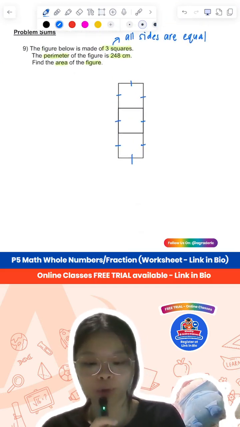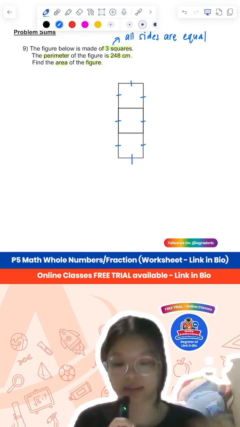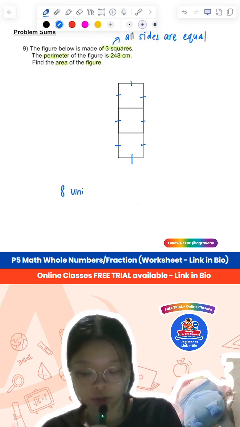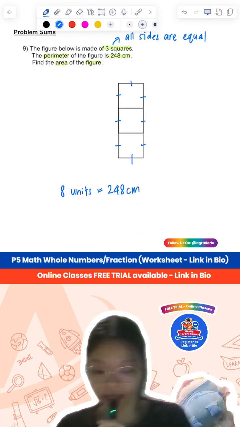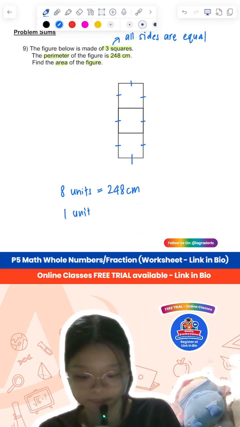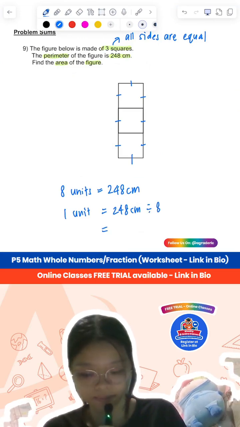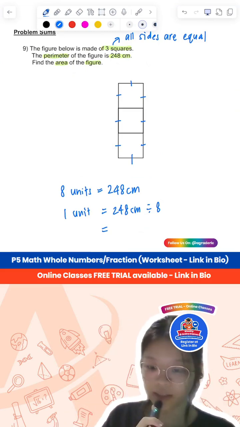sides. So we know that 8 lines will add up to 248 centimeters. And they are exactly the same. So we know 8 units is the same as 248 centimeters. That's why all of you write divide by 8. Good. So we can find 1 unit. 1 unit is 248 centimeters divided by 8.